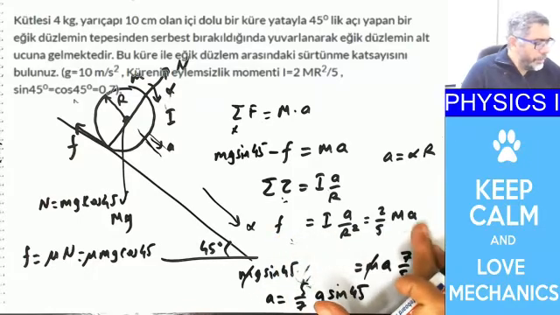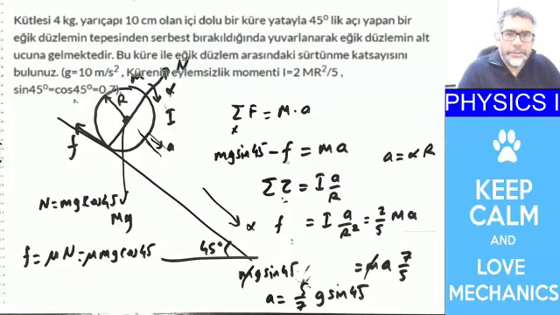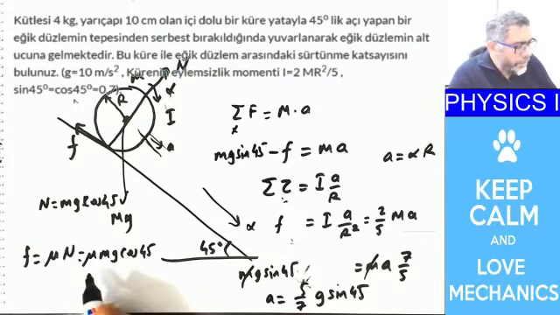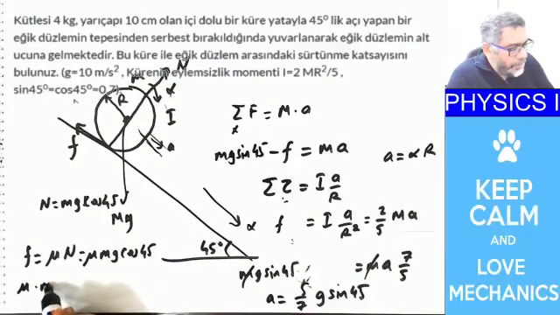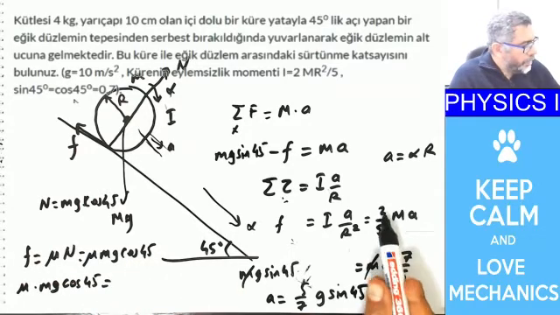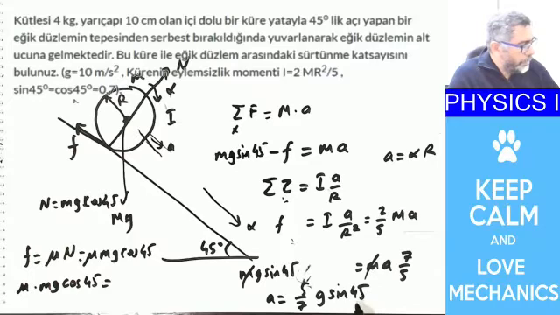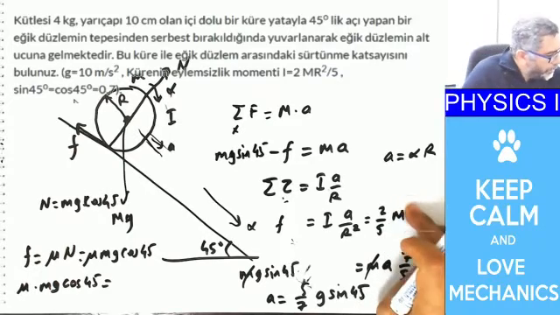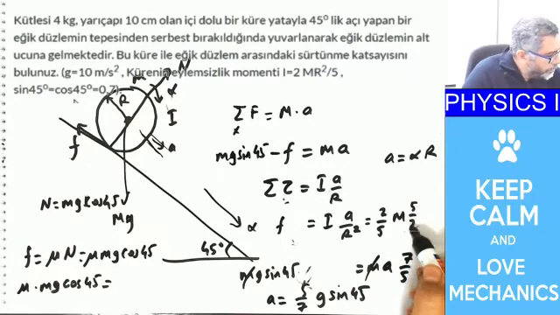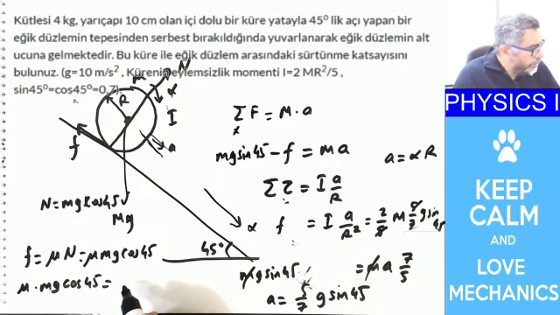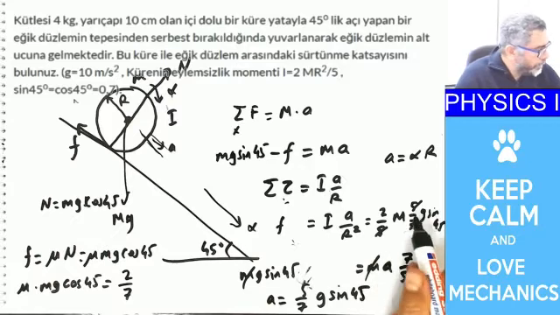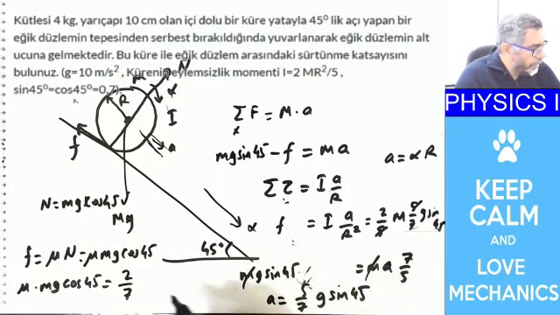I have F in terms of A, and F in terms of the coefficient of friction. I will just bring all these together. This mu times mg cosine 45 is equal to 2 divided by 5 m times A, and A is 5 divided by 7 g times sine 45. So I'm just putting, instead of A over here, 5 divided by 7 g sine 45, making this frictional force equal to 2 divided by 7 mg sine 45.